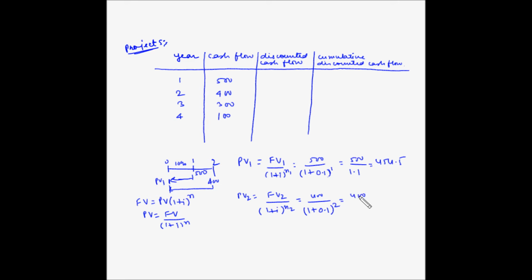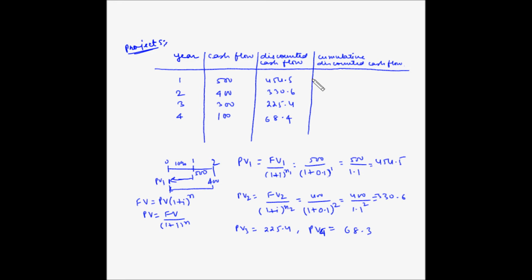So this is 400 divided by 1.1 square, which is equal to 330.6. Similarly, PV3 is 225.4 and PV4 is 68.3.